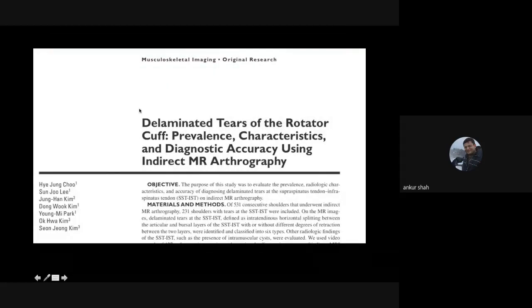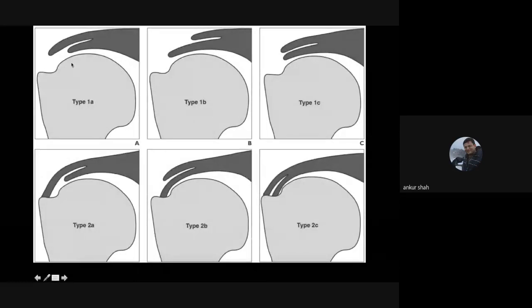And there are different types of the delaminated tear. This was a type 1A, but similarly, depending on which sided fibers are more retracted, we can divide all these into different subtypes.